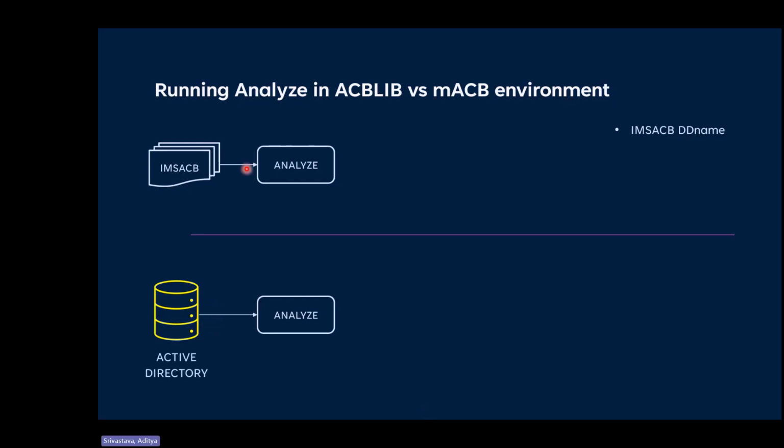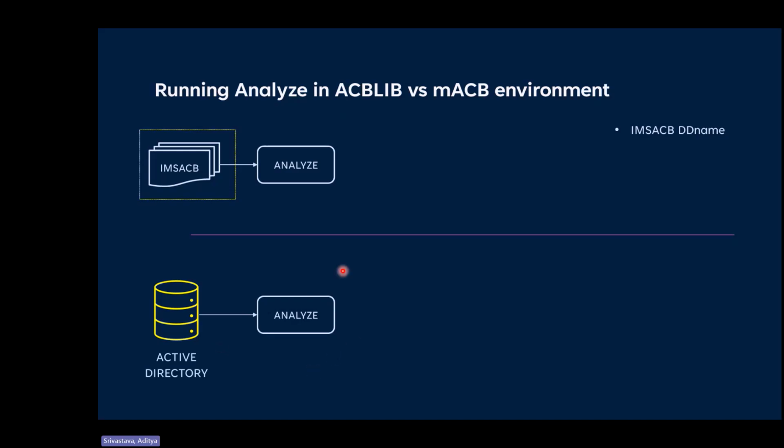But when I'm running in the ACB Live environment, I have the liberty of going into this analyze job and changing this IMS ACB. I might want to give my own ACB Live, or check the same database from some other library, let's say the staging library. So I can just change that IMS ACB DD name, and whatever comes first in the ACB Live concatenation, analyze will read that control block. But that liberty is not present here.